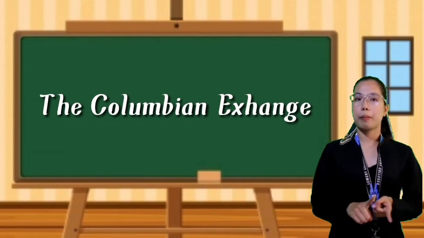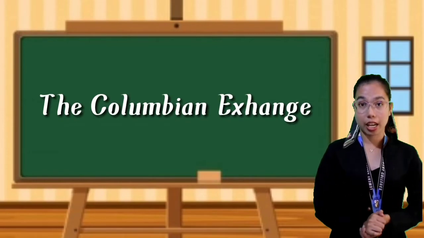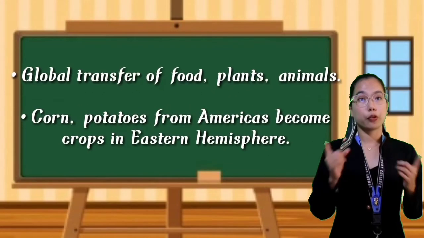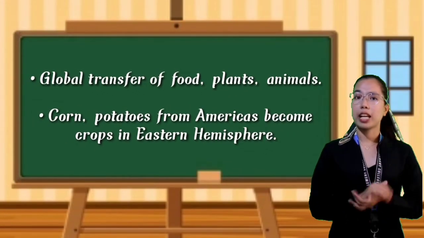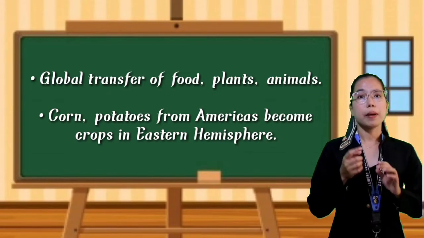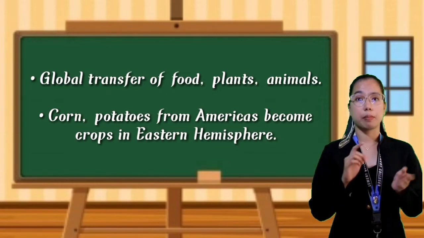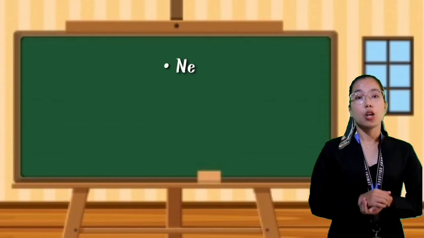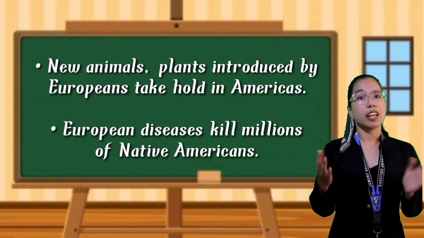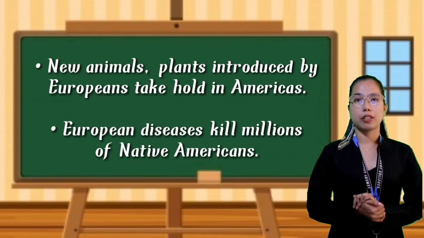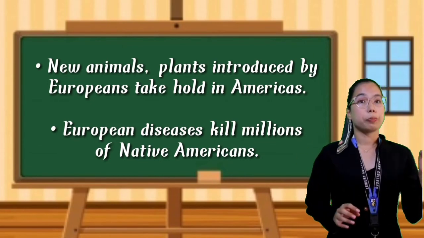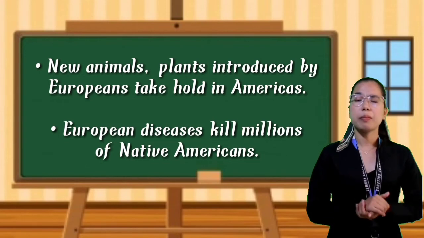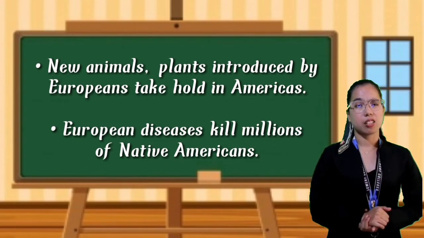Class, always remember that the Columbian Exchange is a global transfer of food, plants, and animals. Corn and potatoes from the Americas became crops in the Eastern Hemisphere. New animals and plants were all introduced by the European traders who came to the Americas. European diseases killed millions of Native Americans.